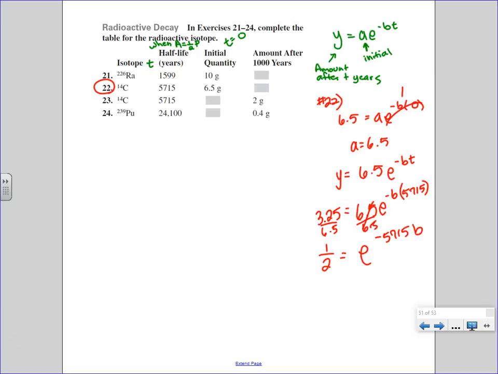What do I need? The natural log, right? Throw that ln in, throw that ln in. The e gets canceled, or I should say probably reduced. I divide by my negative 5715. B is equal to negative 1 over 5,715 years, times ln of 1/2.